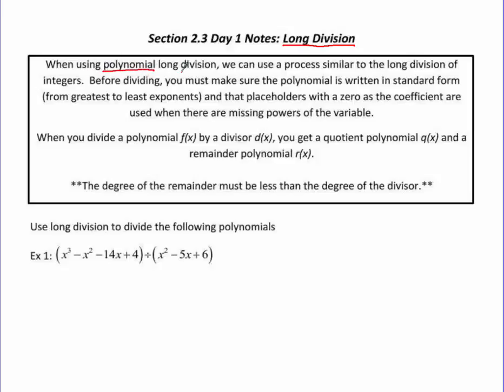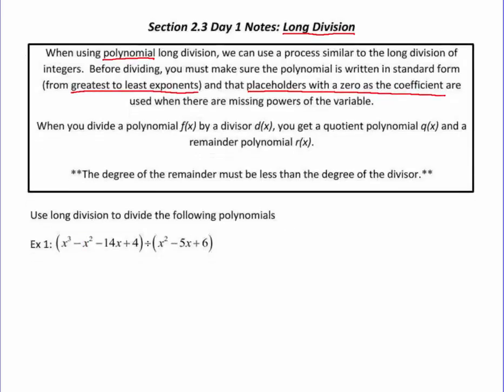And remember, when using polynomial long division, before you divide, you have to make sure that the polynomial is written in standard form, and it has to be from greatest to least exponents. All the placeholders with a 0 as the coefficient are used. That means if you don't have an x squared in your polynomial, then you have to put a 0 in for that x squared. You have to account for it, and we'll have an example of that in just a second.